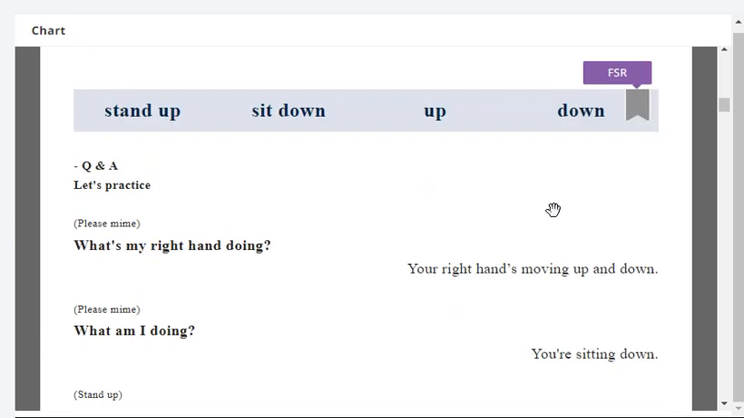Okay, so what's my right hand doing? Your right hand is moving up and down. Very good. Moving up and down.